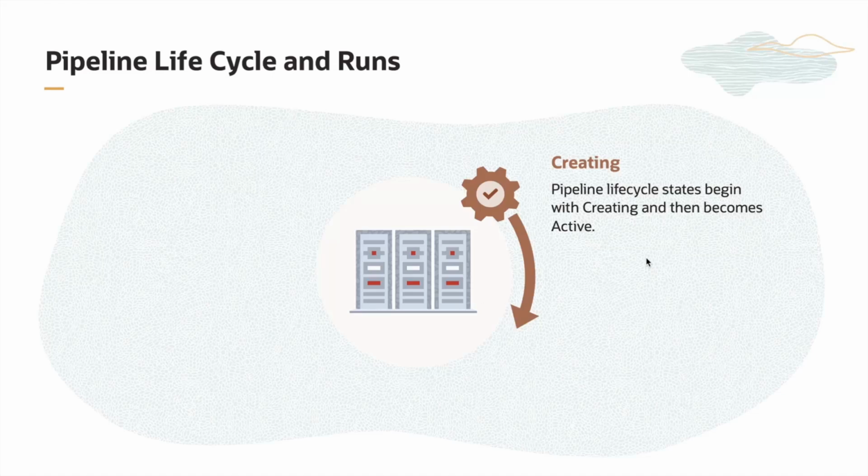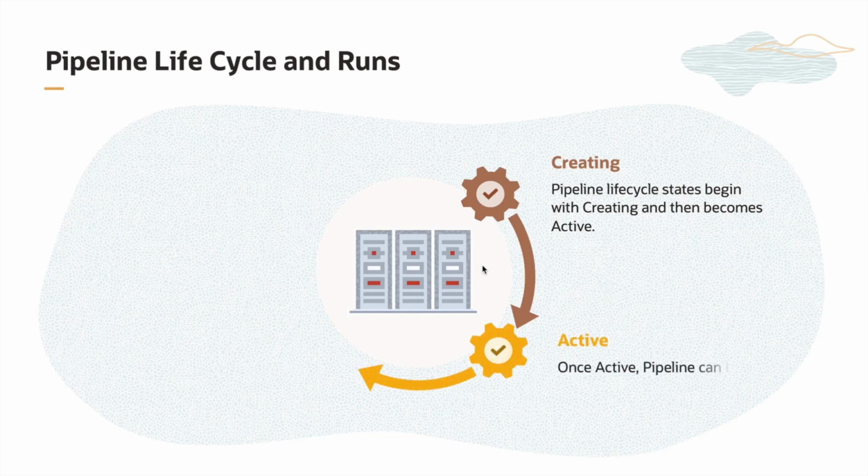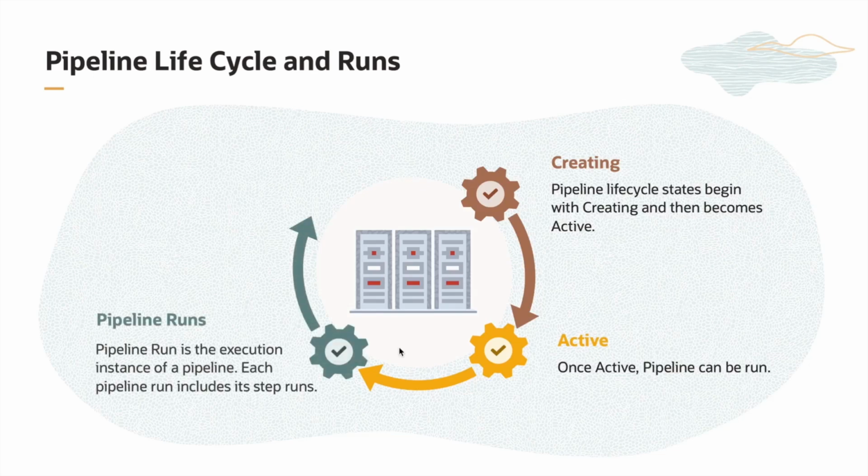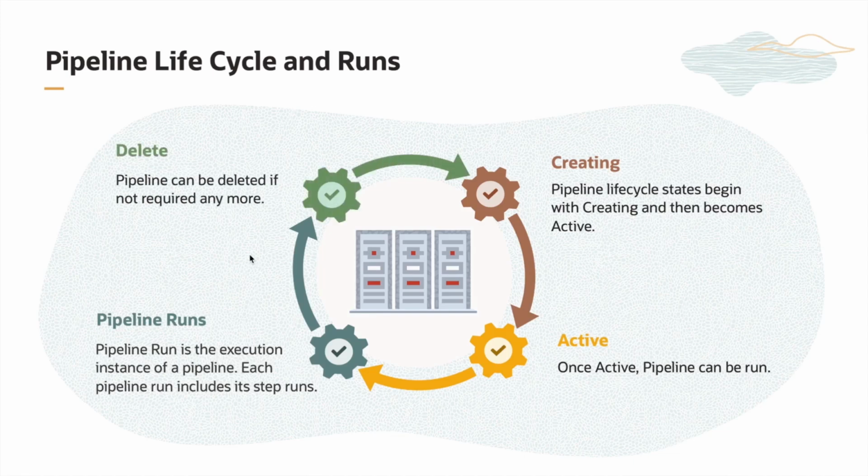When we create a pipeline, it goes into a creating state. When the creation of the pipeline is complete, it goes into an active state. And that is when we can start running the pipeline. The pipeline run is an execution instance of a pipeline, and we can have multiple execution runs. And once we are done with the pipeline, we do not need a pipeline. We can go and delete it.